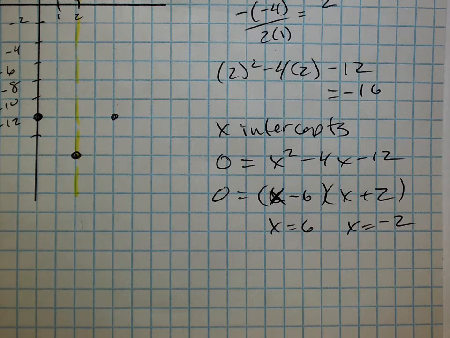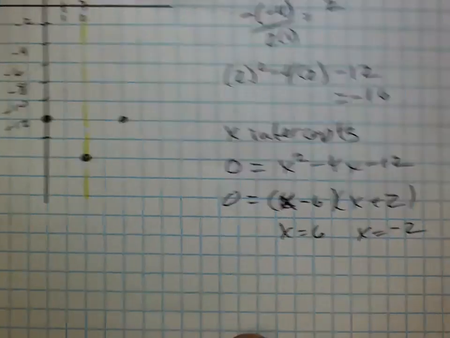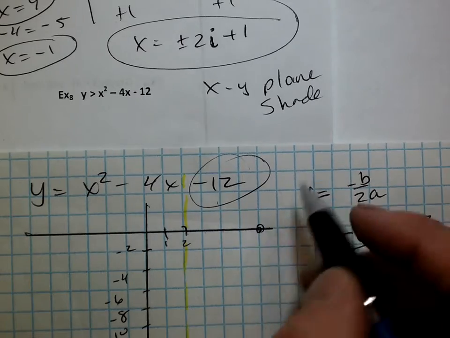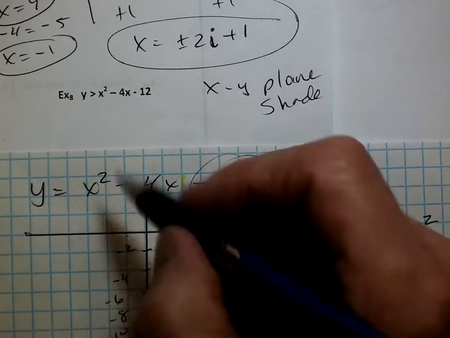Am I okay? So I'm going to graph those. 1, 2, 3, 4, 5, 6. 1, 2. And I'm just going to graph it.